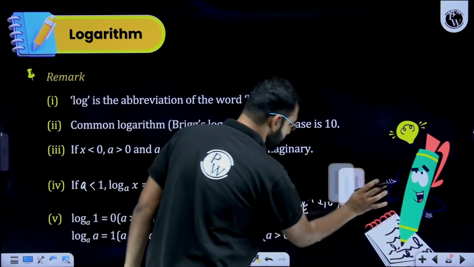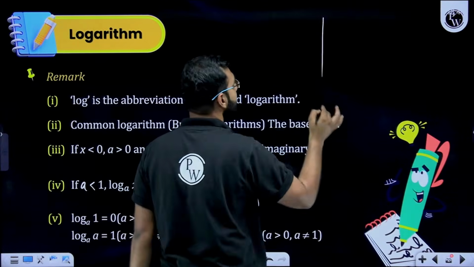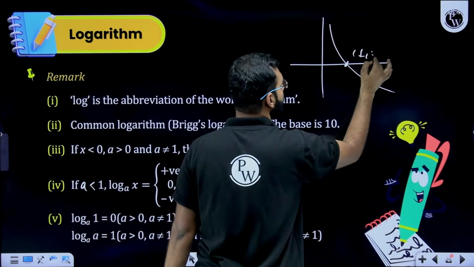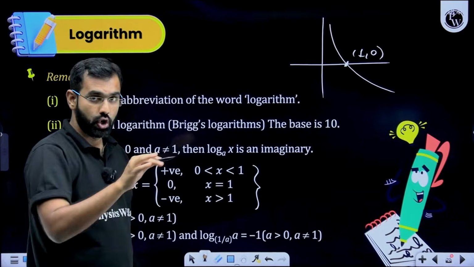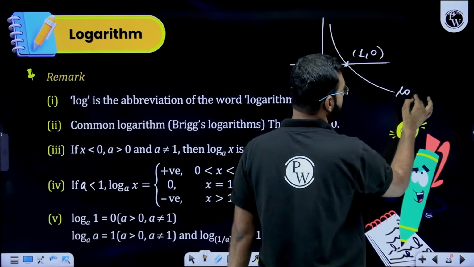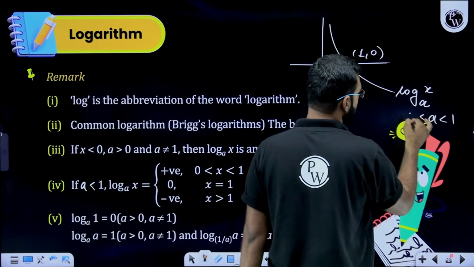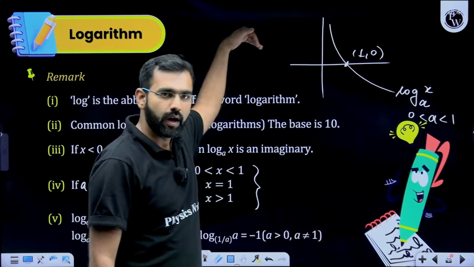I'll draw it and show it to you. Let's say there is a base a which is less than 1. So of course for the base a also, this point of intersection of this curve, log x at base a, when a is from 0 to 1, will be a decreasing function.